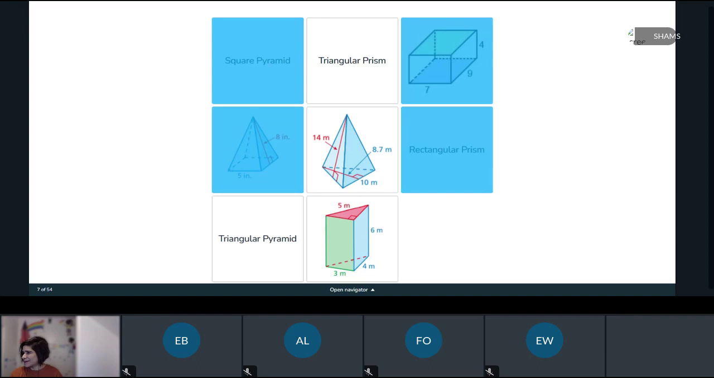Miriam. Miriam, choose a name and help me connect that to the right picture of the solid. Let's see what Miriam has to say. Triangular prism, Miriam. Perfect, perfect. Now, which one is the triangular prism?